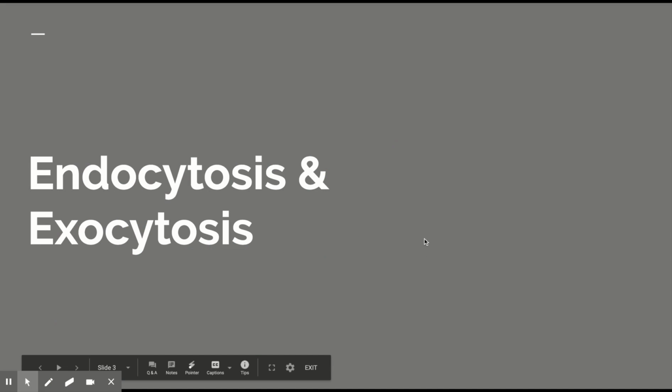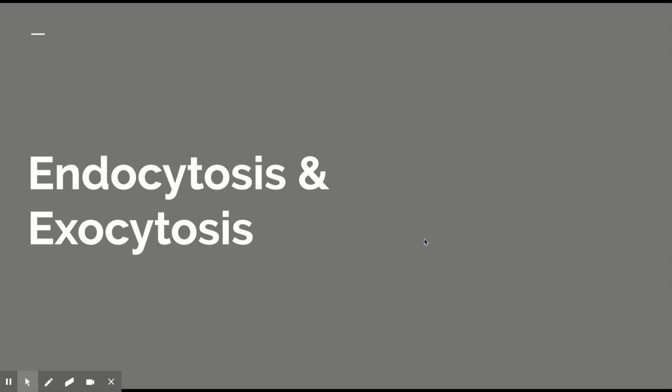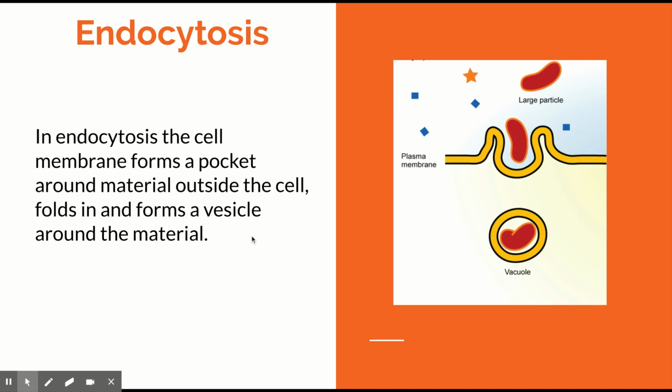So we are going to look at different types of active transport. So we have endocytosis and we have exocytosis. And then there's actually different types of endocytosis. So the first one we're going to look at is endocytosis.